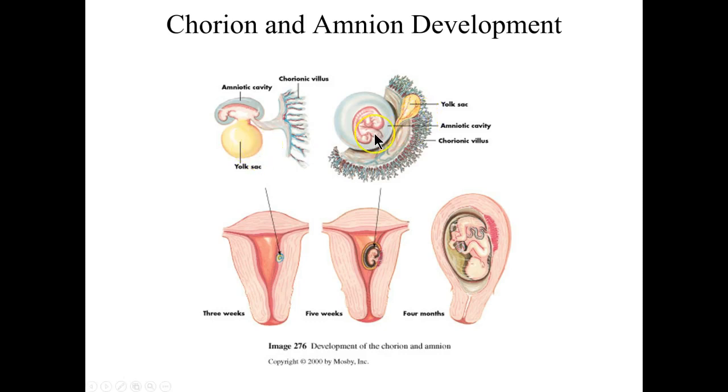You can see on the next slide where it says yolk sac, it's started to deflate a little bit, but you can see how much bigger the cells are getting, and how many more of these little finger-like projections. It kind of looks like little tiny tree roots to me. And then it gives you down here, it says 3 weeks, this is about how big it is, 5 weeks, and then 4 months.